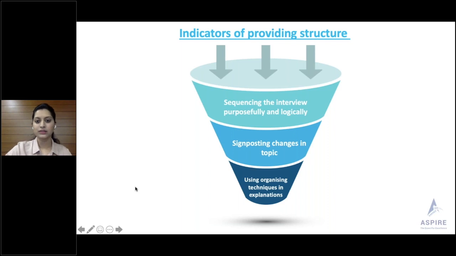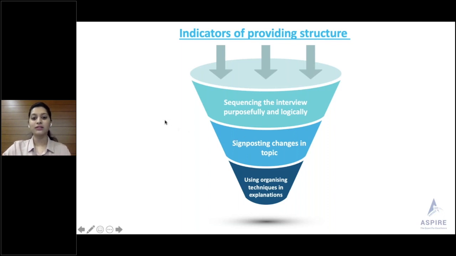So here are the indicators for providing structure. This might seem like a little too much information, but you don't have to necessarily remember all this. This is just for you to know, so that when you address the speaking task, you'll have all this in your minds, and you'll make sure that these criteria are fulfilled. And this will come naturally once you start practicing a task or two. So you don't have to remember each one of these by heart.